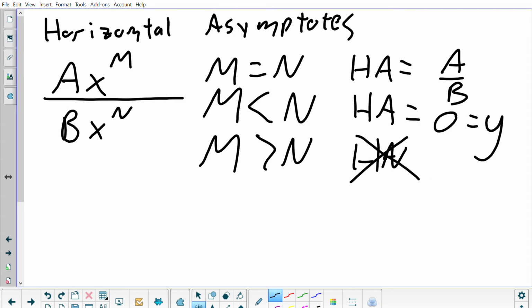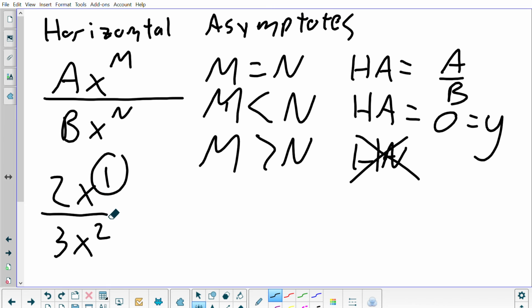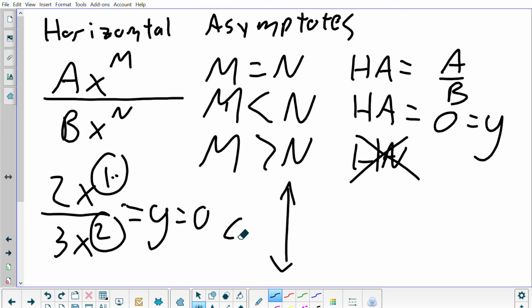So for example, let's say I have 2x over 3x squared. M is greater than n in this situation. Or, sorry, m is less than n. So 1 is less than 2. So that means that the horizontal asymptote is 0. So for this graph, our graph can get super close to the x-axis, but never get there.